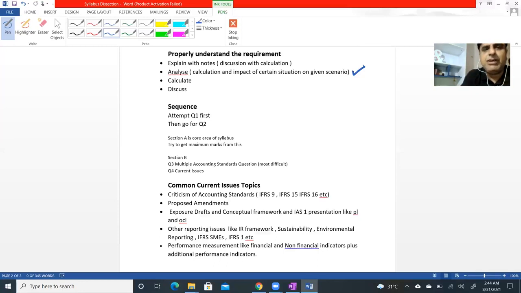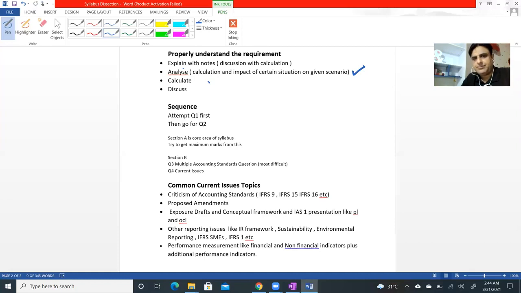Point number 3, if you have been asked to calculate, go for calculation. Then there is no need to explain those calculations. If you have a part, let's say calculate the goodwill, 4 marks, then just go for calculation. Similarly, when you see a question like discuss the sustainability concept, then you don't need to apply the sustainability concept on a given scenario. Just discuss it generally. So this is how you can improve your presentation and the quality of your paper, the quality of your answers.